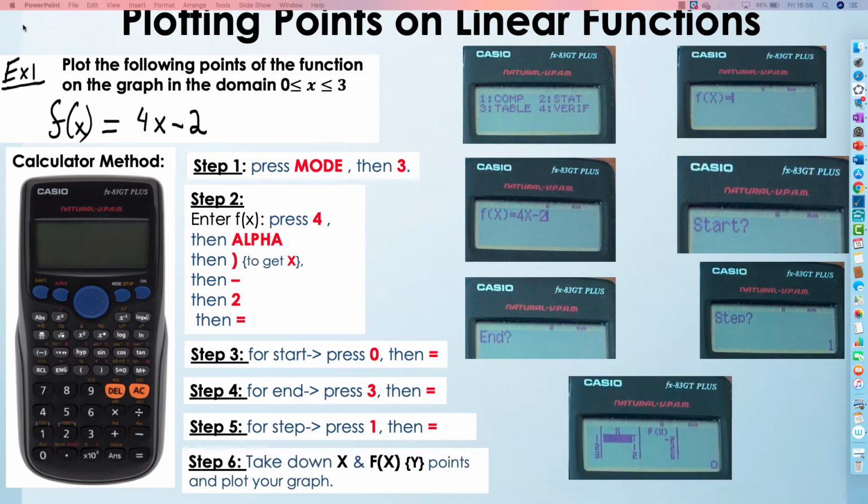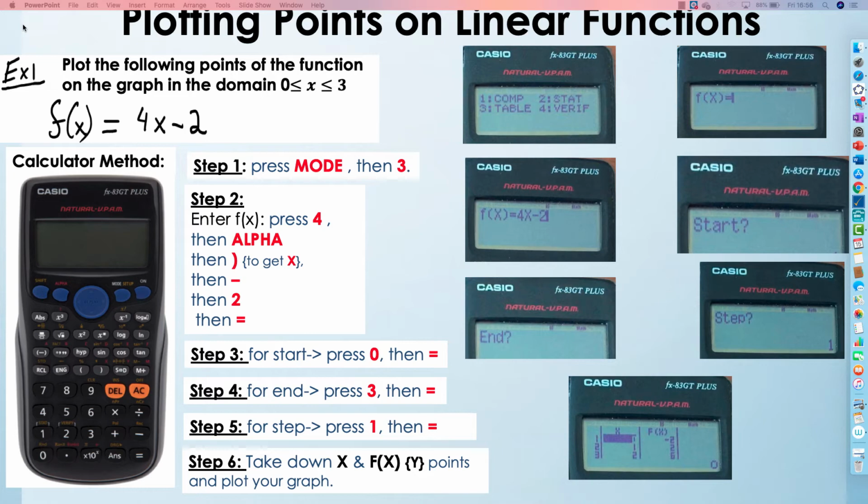So we should have 0, minus 2. You don't count these. These are your x values. These are your y values. You start with 1 instead of 0.